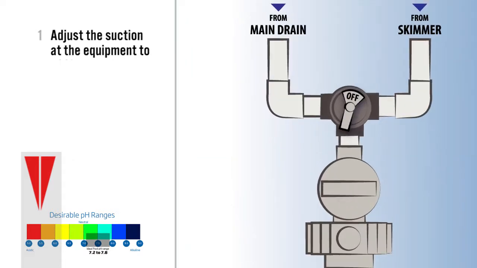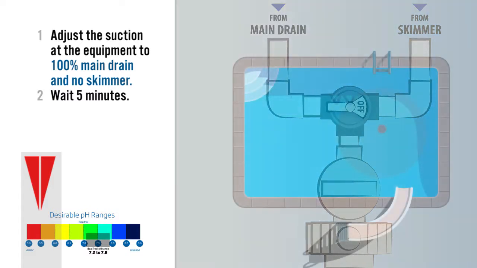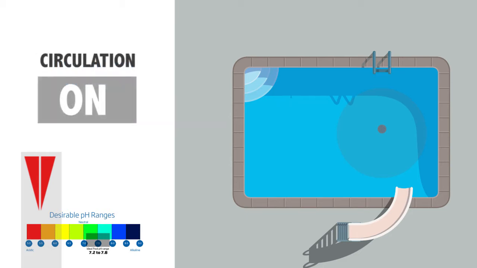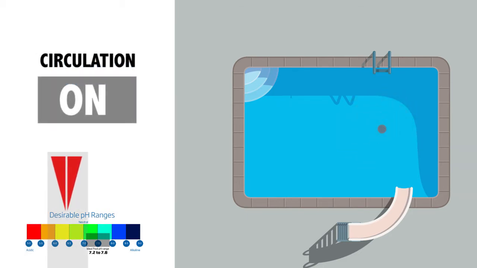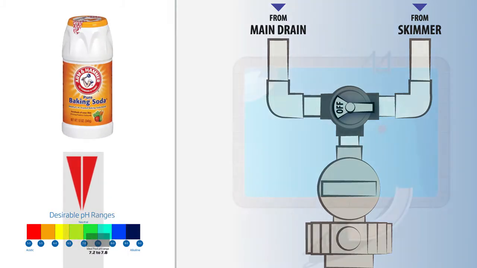Then adjust the suction at the equipment to 100% main drain. No skimmer, and wait 5 minutes. After 5 minutes has passed, restore power to the pool pump. Water should now be drawn from the main drains at the bottom to the pool. This process will immediately lower the alkalinity level. To raise alkalinity levels, turn on the skimmer and add baking soda to the skimmer per the instructions.